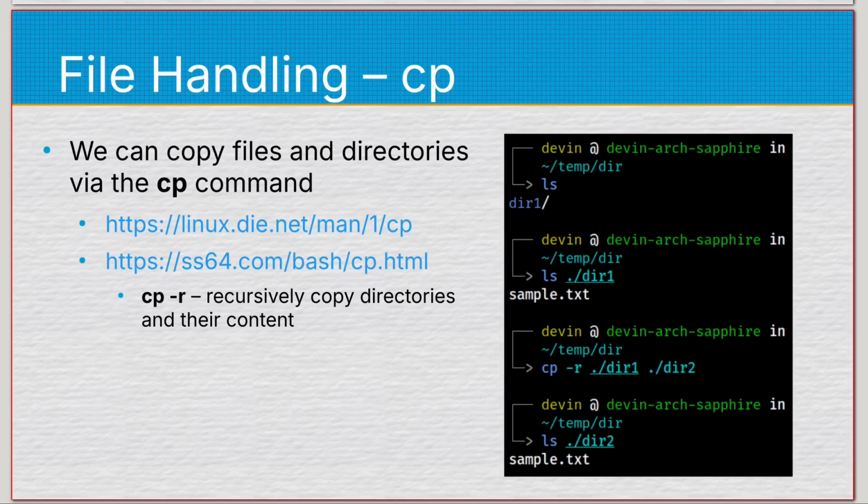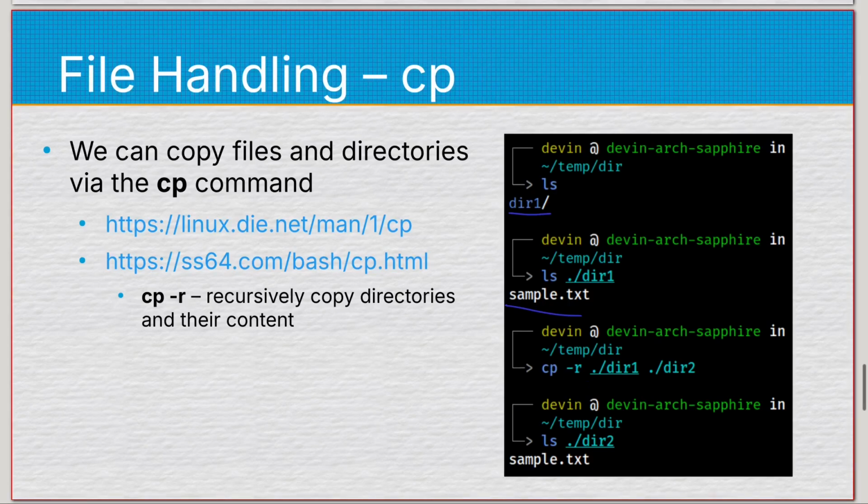So if I do ls, I see I have this directory. If I ls into the actual directory itself, you'll see I have a sample.txt file. So temp dir currently contains a directory named dir1. That dir1 directory currently contains a file called sample.txt. So what I want to do is I want to copy everything that is dir1 to a new directory of its own name, but still contains all the same contents.